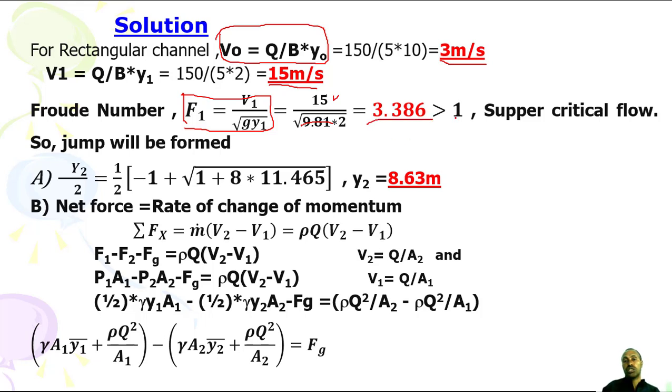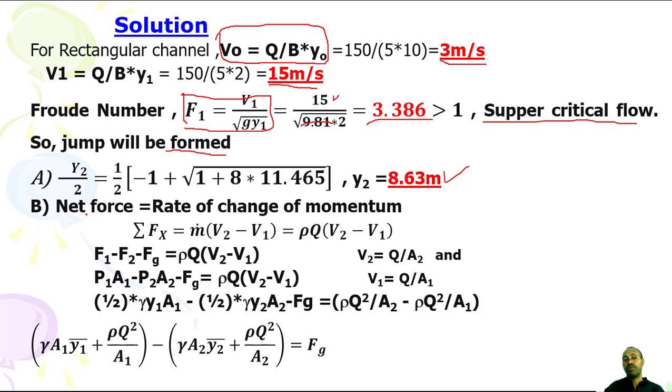which is 3.386, which is larger than 1. Since it is greater than 1, it is supercritical flow. Then the jump will be formed downstream of the gate. Then what will be the subsequent depth after the jump? What will be the post-jump depth? Y2 over Y1 is equal to 1 over 2 times minus 1 plus square root of 1 plus 8 times F1 squared. Then Y2 will be this result, 8.63 meter.